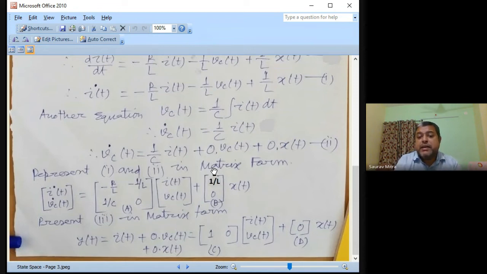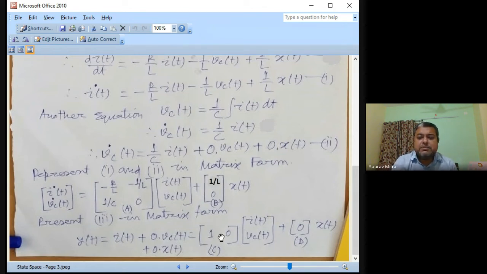And then there is the B matrix. The B matrix is nothing but the bearing of inputs in the i dot(t) and Vc dot(t) equations. For the first equation i dot(t), we find it is 1/L of x(t). That's why this coefficient has come as 1/L. But in the Vc dot(t) equation, we found there is no bearing of x(t), because in the Vc dot equation there was no x(t). That's why the coefficient is 0.